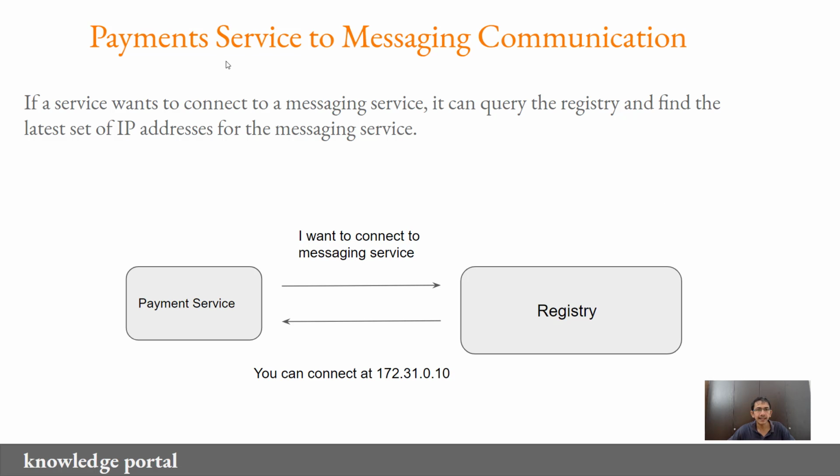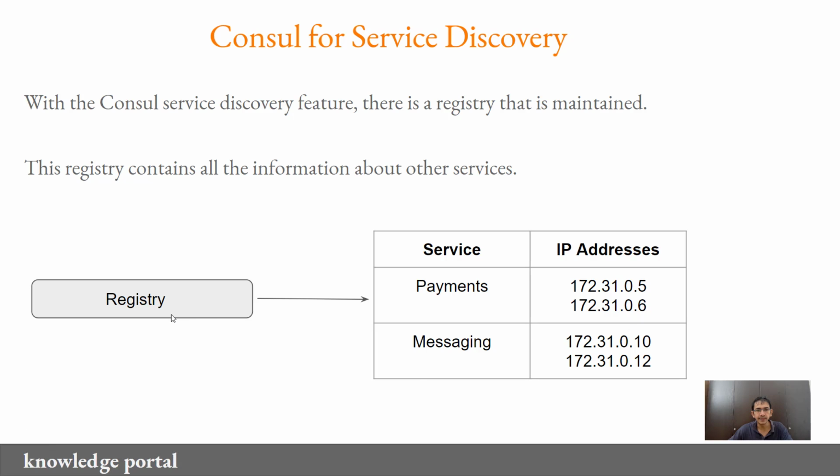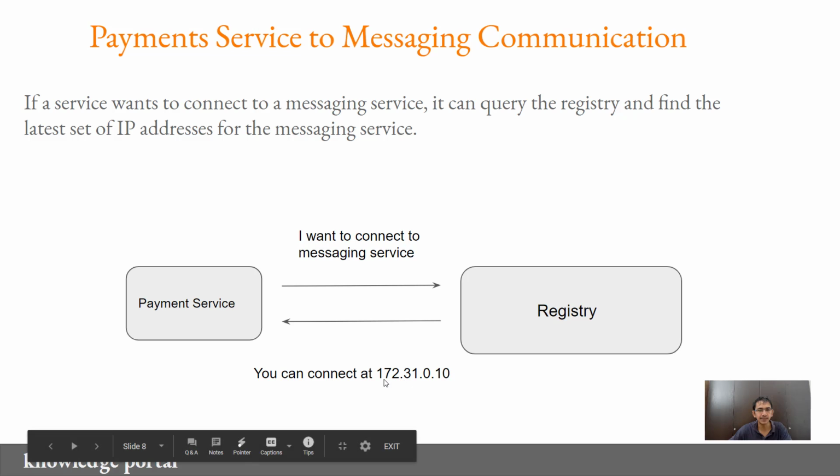So let's assume that the payment service wants to communicate with the messaging service. In such a case, the payment service can send a request to this central registry which states that I want to connect to the messaging service. The registry can return back the information that you can connect to the messaging service at 172.138.10. If you see over here, within the registry, one of the IP addresses of the messaging service is 172.138.10. And once the payment service gets the answer that this is the IP address that it can connect to for messaging, it can directly initiate a call here. So this is the basic idea.